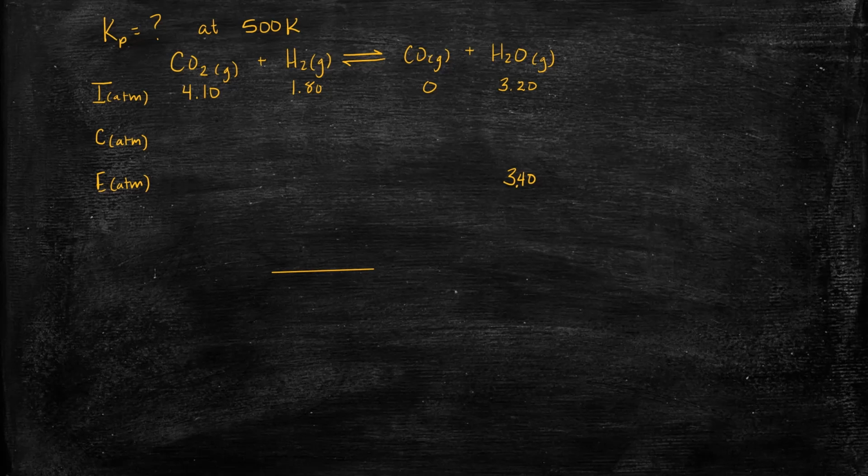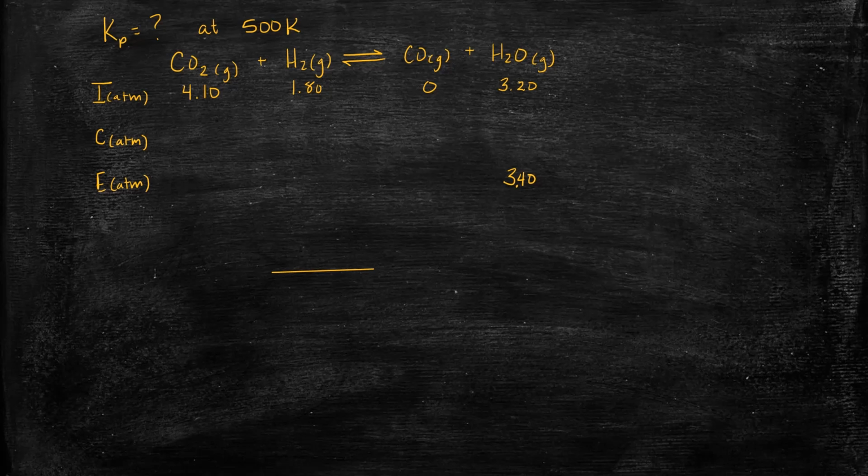In this example, it wants us to find the Kp at 500 Kelvin, and it gives us the initial concentrations of our CO2, our H2, our CO, and our H2O, and they're all gases, so they're all going to have impact. In this type of problem, when it's giving us the initial concentrations, you're going to want to set up an ICE table.